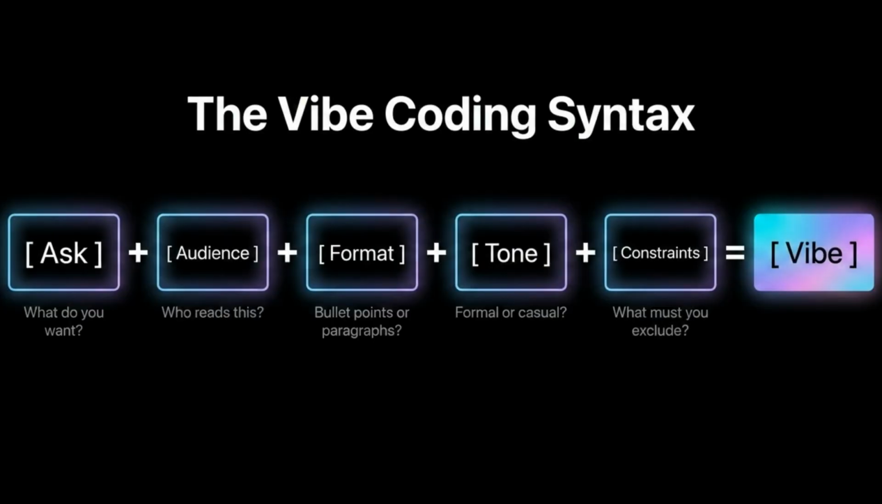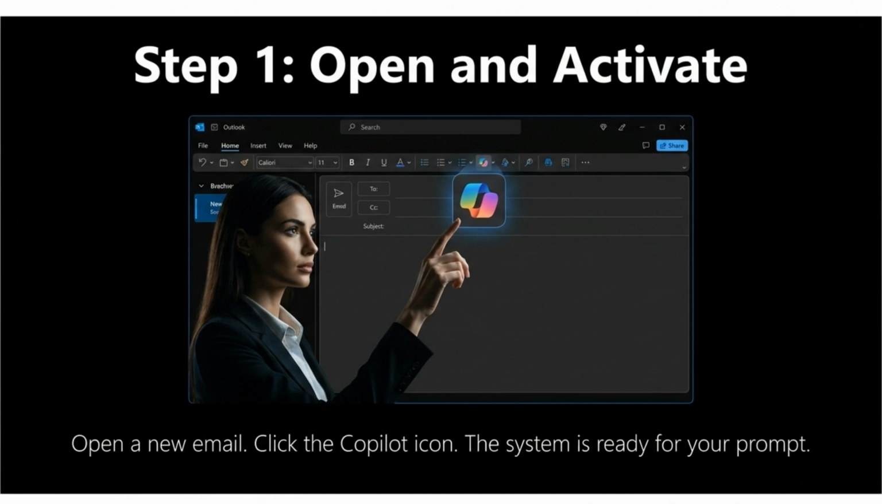To master vibe coding, use this syntax. Define your ask, the audience, format, tone, and any constraints. These elements combined define your desired output. Getting started is easy. Just open a new email and click the Copilot icon to activate the system. It's now ready for your first prompt.